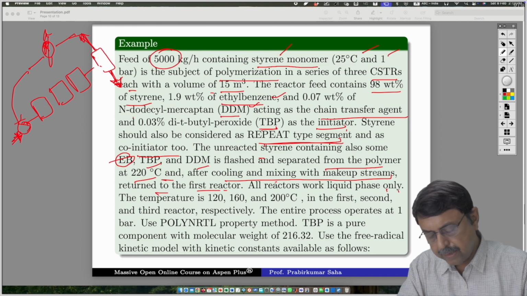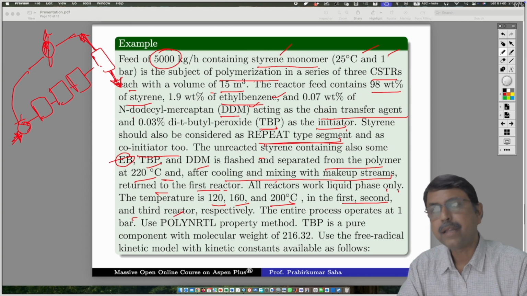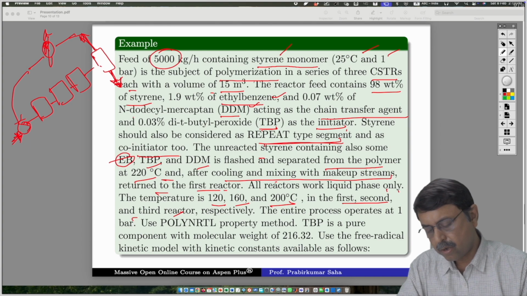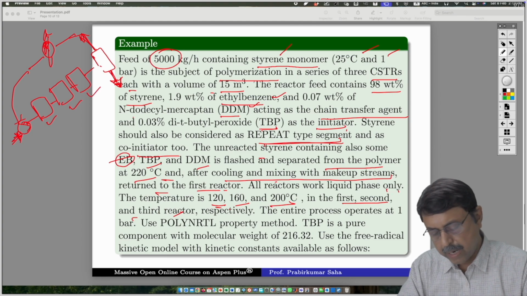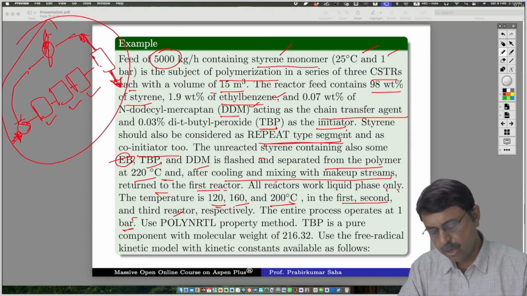The temperature is 120, 160, 200 degrees centigrade in the first, second and third reactor respectively. That means although all the reactors are identical, of size 15 meter cube, still their temperature is different. First reactor works at 120 degrees centigrade, second at 160 degrees centigrade and third at 200 degrees centigrade. The entire process operates at 1 bar. Use poly-NRTL property method. So the property method has been specified.